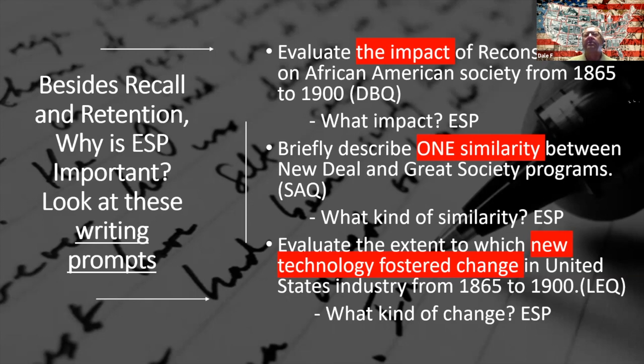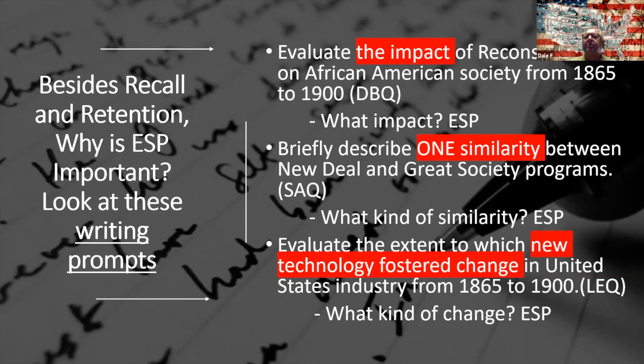1865 to 1900. So I've highlighted for you the term impact. What impact on African American society? Well, Reconstruction, obviously we know, and you'll be able to recall certain events and so on, but what were the economic, social, and political events of Reconstruction? And by doing that, you can identify, okay, what economically impacted African American society during the period known as Reconstruction? What socially impacted them? And what politically impacted them?